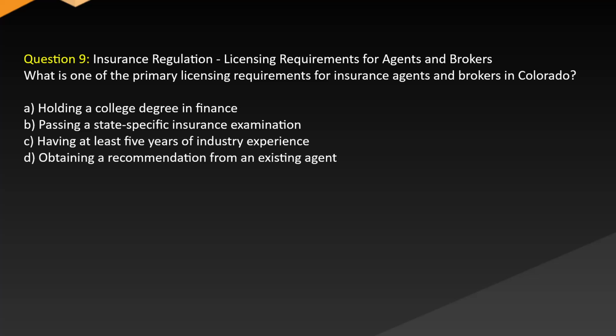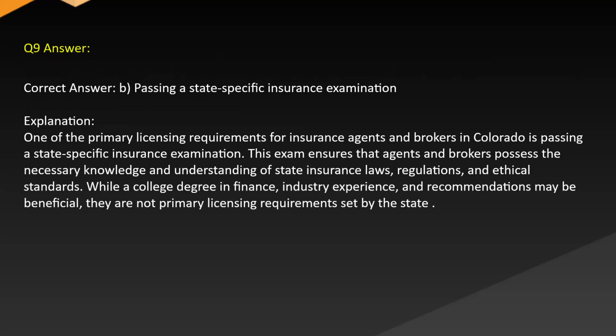Question 9. Insurance regulation. Licensing requirements for agents and brokers. What is one of the primary licensing requirements for insurance agents and brokers in Colorado? A. Holding a college degree in finance. B. Passing a state-specific insurance examination. C. Having at least 5 years of industry experience. D. Obtaining a recommendation from an existing agent. Correct answer: B. Passing a state-specific insurance examination.